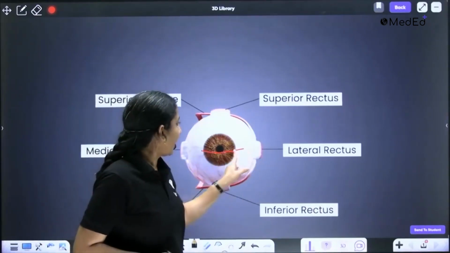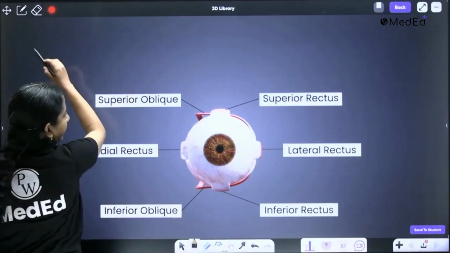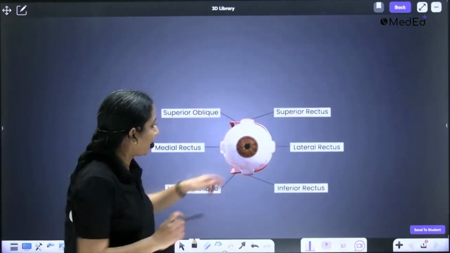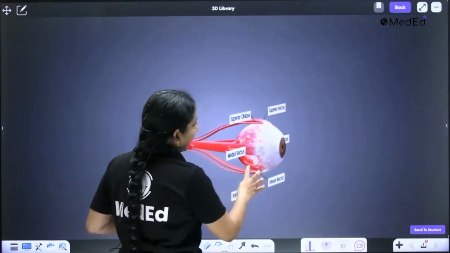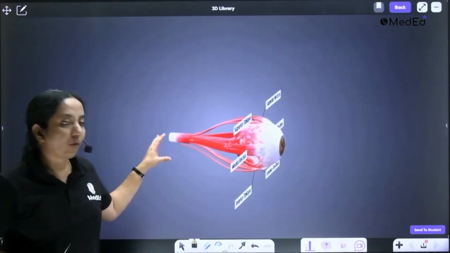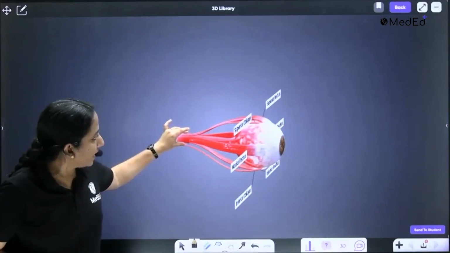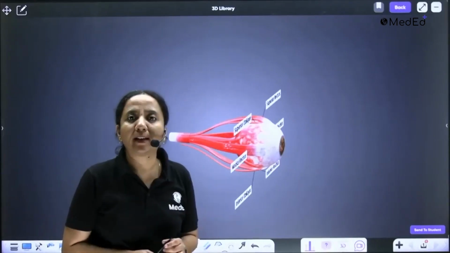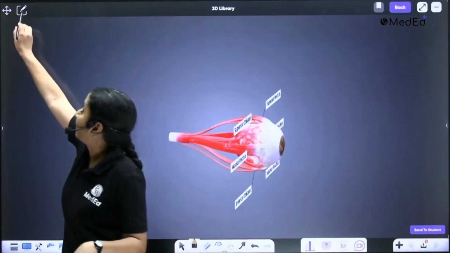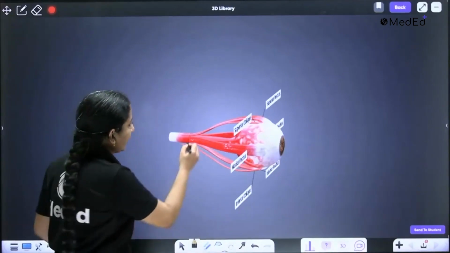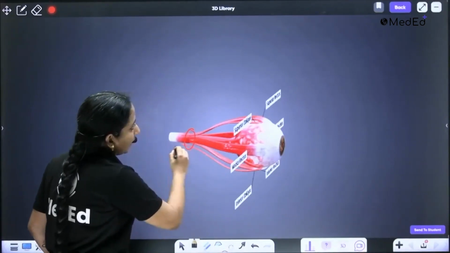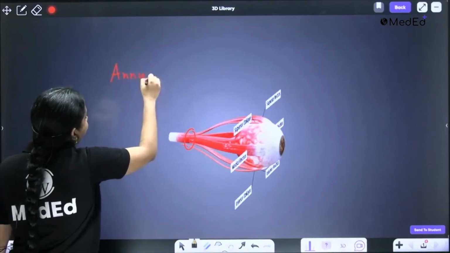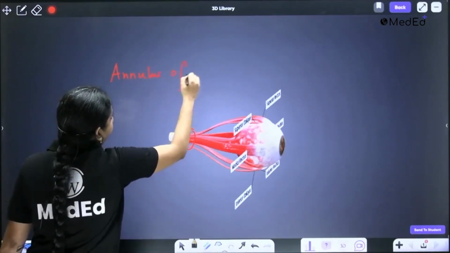Now let us try to visualize how these muscles actually look, from where they originate and how exactly they are oriented. So see, the 4 rectus muscles arise here at the apex of the orbit from a tendinous ring which is called the annulus of Zinn. So it arises here, from the apex of the orbit, the 4 rectus muscles arise from a tendinous ring which is called the annulus of Zinn.